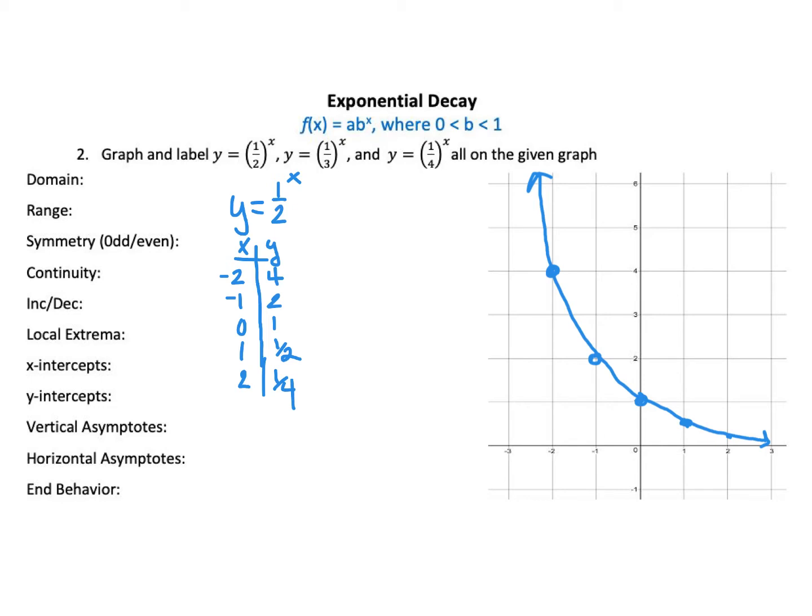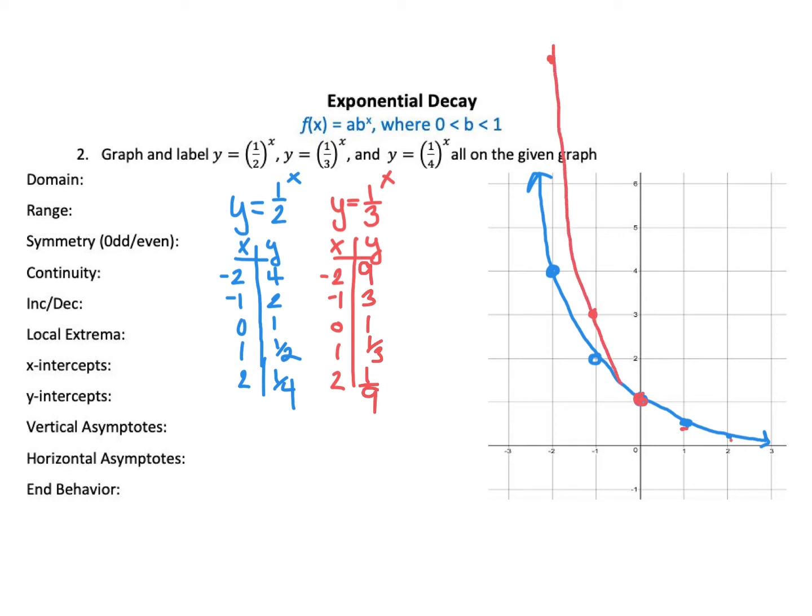So let's look at y equals 1/3 to the x power. If I substitute in -2, 1/3 to the negative second power would be positive 9. To the negative first power would be 3. To the 0 power would be 1. To the first would be 1/3, and then 1/9. So to quickly plot these, I see that my curve is decreasing at an even faster rate.